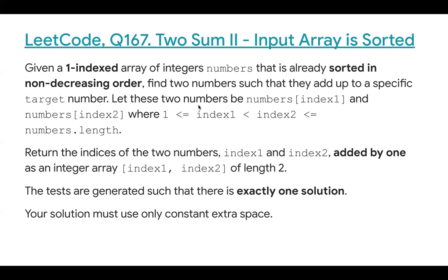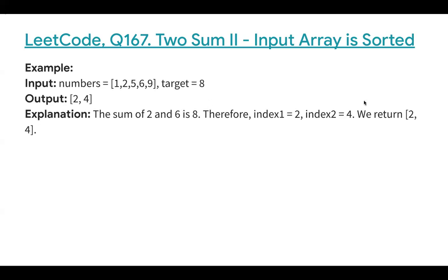Okay, so there is an example, right? If the input array is 1, 2, 5, 6, 9 and the target is 8, we know the two elements that satisfy the requirement are this one and this one, because 2 plus 6 is equal to 8.